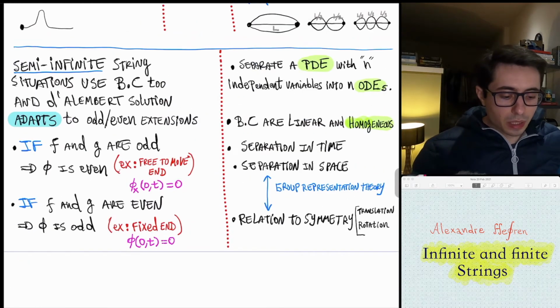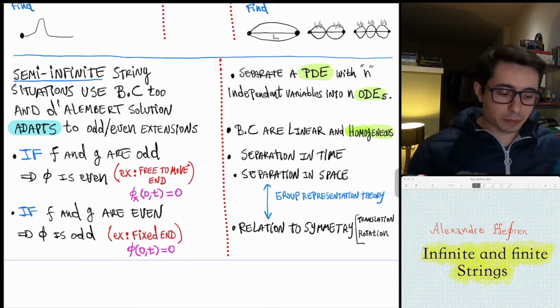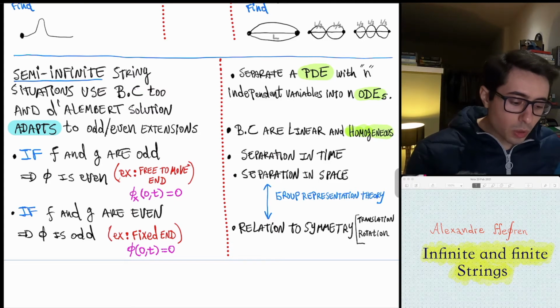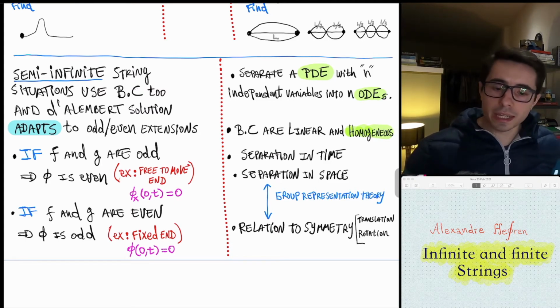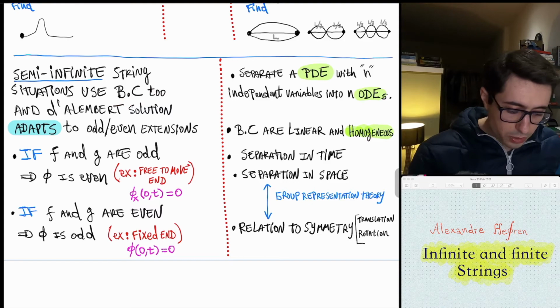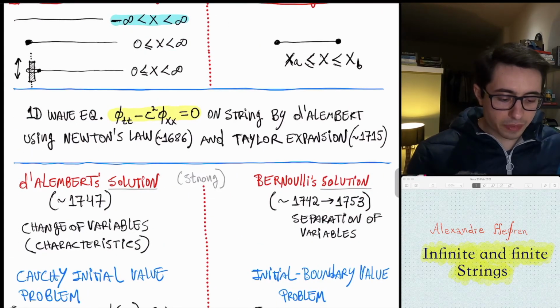Now, while the infinity string is more natural to solve using the D'Alembert solution, we can also use a semi-infinite string. In the case of the semi-infinite string, we also have a boundary condition, as you can see from the picture. So for example here, we have some boundary conditions, namely this point is fixed.